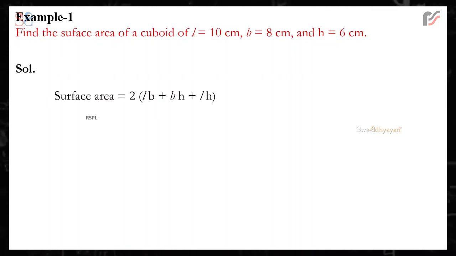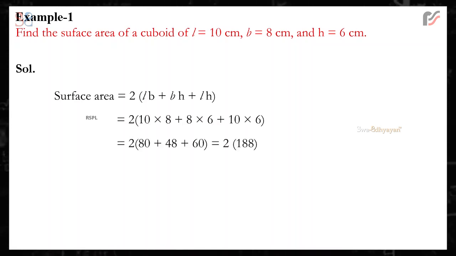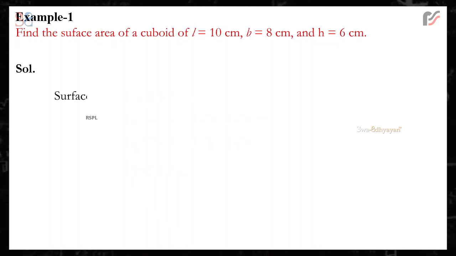Solution. Surface area is equal to 2 into, in the brackets, LB plus BH plus LH. This is equal to 2 into, in the brackets, 10 into 8 plus 8 into 6 plus 10 into 6. This is equal to 2 into, in the brackets, 80 plus 48 plus 60. This is equal to 2 into 188, which is equal to 376 square centimeter.